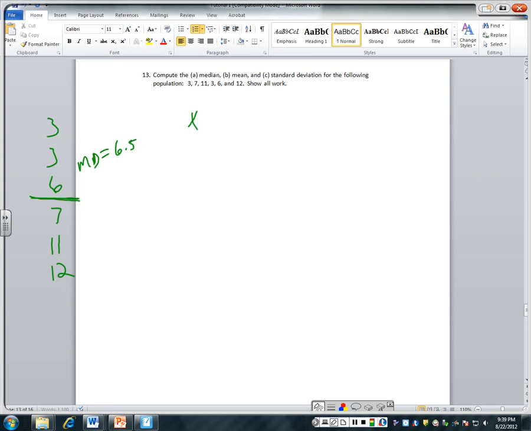Okay, so for the mean and the standard deviation of a population, 3, 7, 11, 3, 6, that's a 6 and a 12. That's 42. So now the population mean is mu, and that's equal to the sum of the x's divided by N. It's a large N, just designating that it's the size of a population, not of a sample. And that's equal to 42 divided by 6, which is 7.